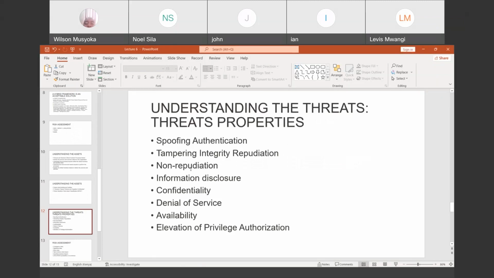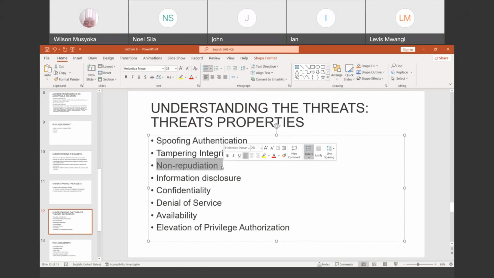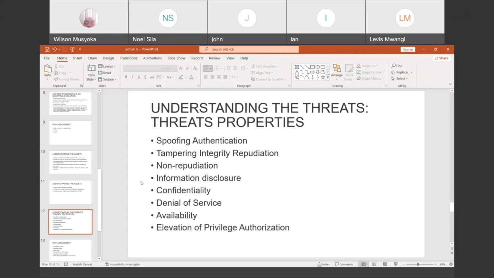We ensure that we understand our threats by looking at challenges like spoofing of identification, tampering the integrity of that information, things like non-repudiation, somebody doing something and denying that they have done it, information disclosure, confidentiality, denial of service, availability, and elevation of privilege. Some of these threats are coming out of the essence of maybe cloud computing, remote access, web-based systems.